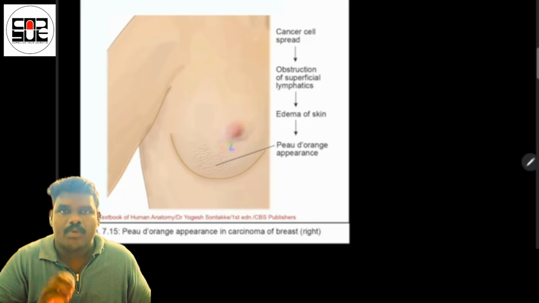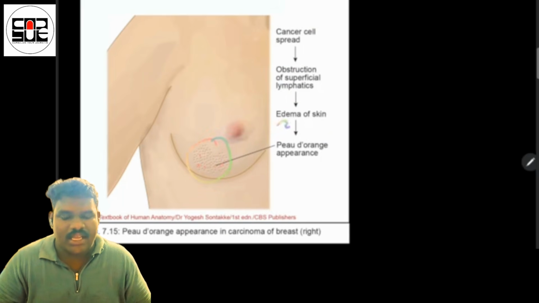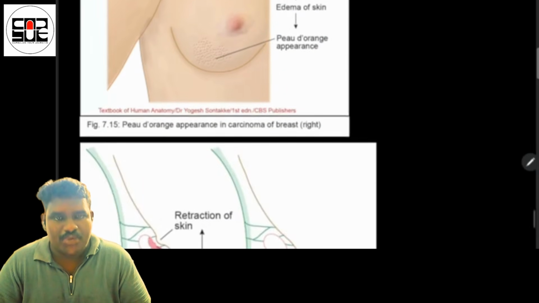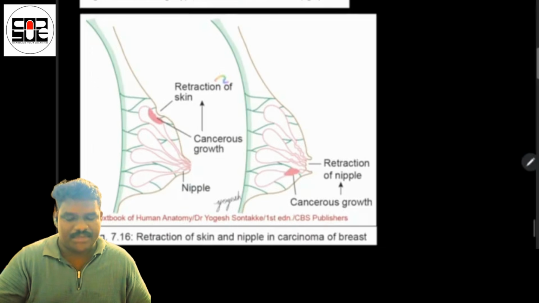So whenever there is obstruction of the superficial lymphatics, the lymph will stagnate here, so it causes edema of the skin. So it will give us an orange peel-like appearance with some dimples. So what is the cause of this peau d'orange appearance? It's because of the obstruction of the superficial lymphatics.